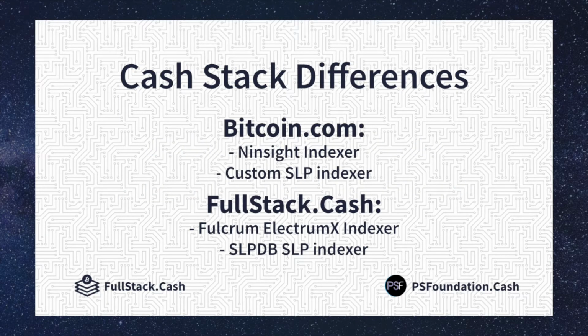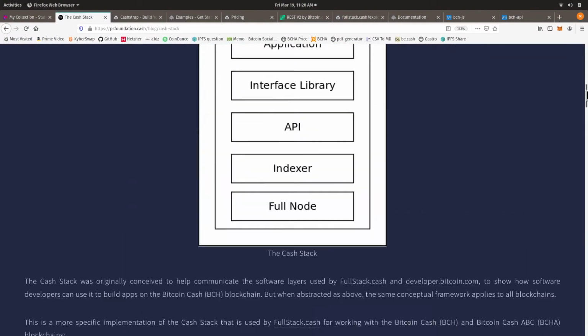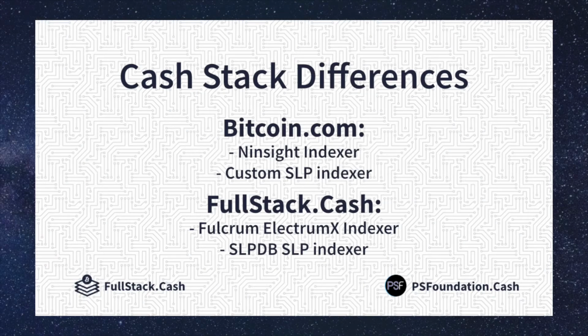There are some differences, though, particularly when it comes to the indexer layer. Bitcoin.com uses what they've dubbed NinSite, which stands for not Insight. Insight was this older indexer that they used, and eventually it kind of died, and they built their own version that worked the same but was not Insight, so they called it NinSite. And it's custom, it's proprietary. My understanding is it is not open source. And then they also have their own custom SLP indexer, which I believe is open source, but I don't think anybody runs it other than Bitcoin.com.